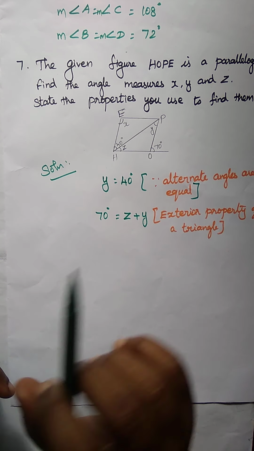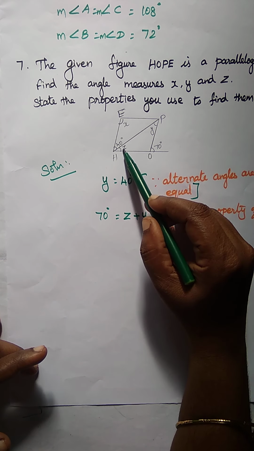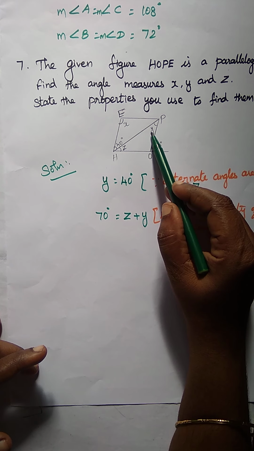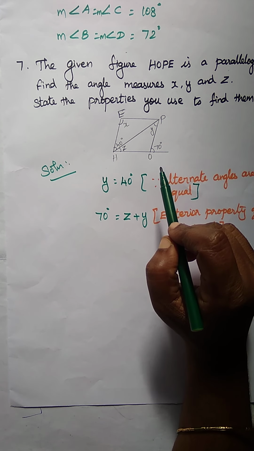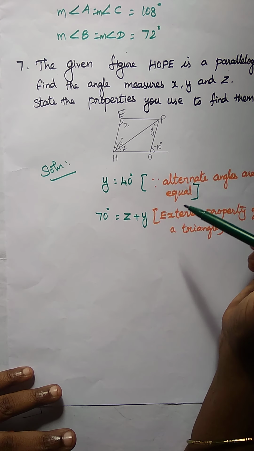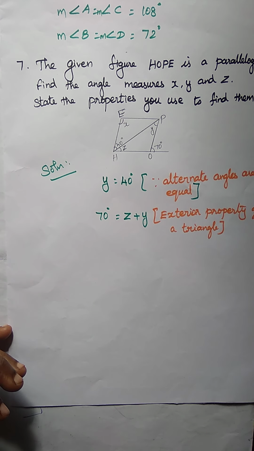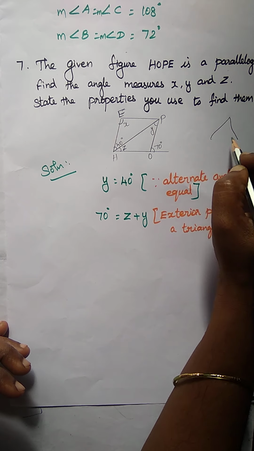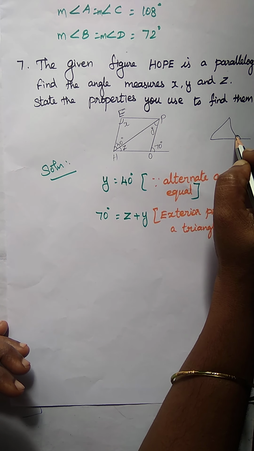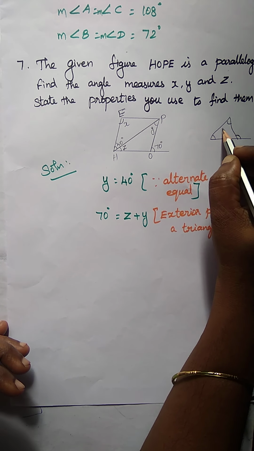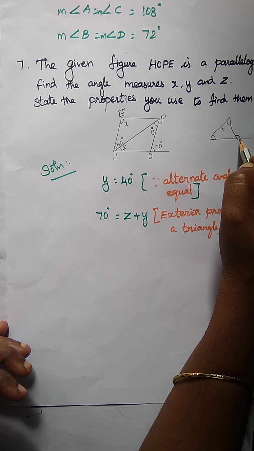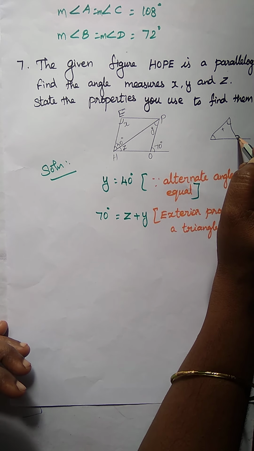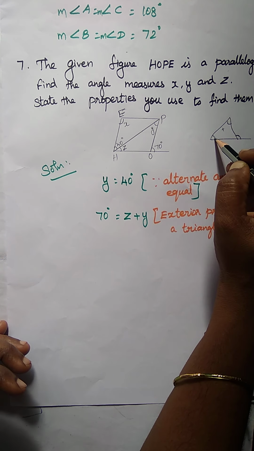So this exterior angle is equal to the sum of the opposite interior angles. Okay, you learned this in your 7th standard. So in a triangle, in an exterior angle, see, this exterior angle is equal to the sum of these two angles. When we add the two angles, we get the opposite exterior angle. This exterior angle is equal to the sum of the opposite interior angles.